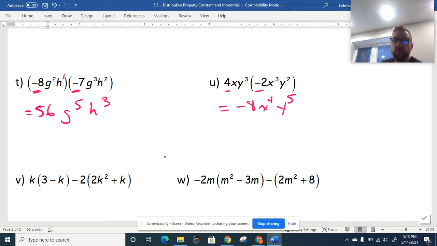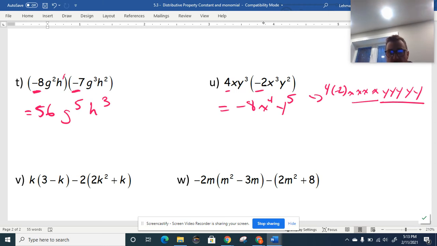Still a product, right? It's still one product. All we've done is make this a little bit more efficient, because remember, we could write this out as 4 times negative 2 times x times x times x times x, and then times y times y times y times y times y. How many y's? There's 5. How many x's? There's 4. 4 times negative 2 is negative 8. So try to use all your rules together, and this stuff will start coming together reasonably quickly.